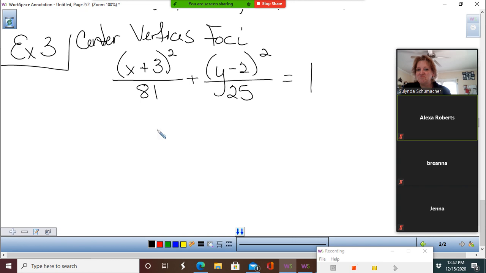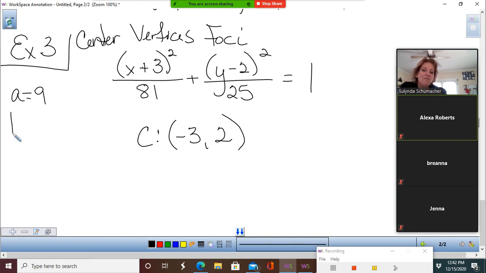First of all, we know our center, because you guys are well practiced with finding the center, right? Our (h, k) is (−3, 2). There's no question with that, right? Let's figure out our other values. Our A value in this case is the square root of the bigger number, which is 9. Our B value is the square root of the smaller number, which is 5. And we still have to find our C.